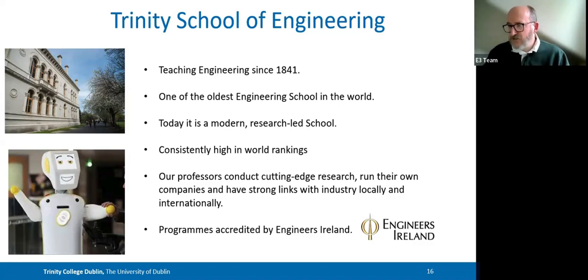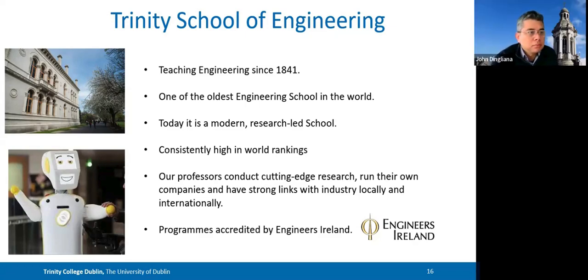So I'm just going to give you an overview of our School of Engineering. It was founded in 1841 and is one of the oldest engineering schools in the world. Our courses are accredited by Engineers Ireland, so applicants can be assured of the quality of those courses. The school consistently places highly in world rankings, and the academic staff in the school are experts in their area, and many of them have links with industries and businesses, and many of them have in fact founded their own businesses. In the school, there are about 60 academic staff and about 110 research students.